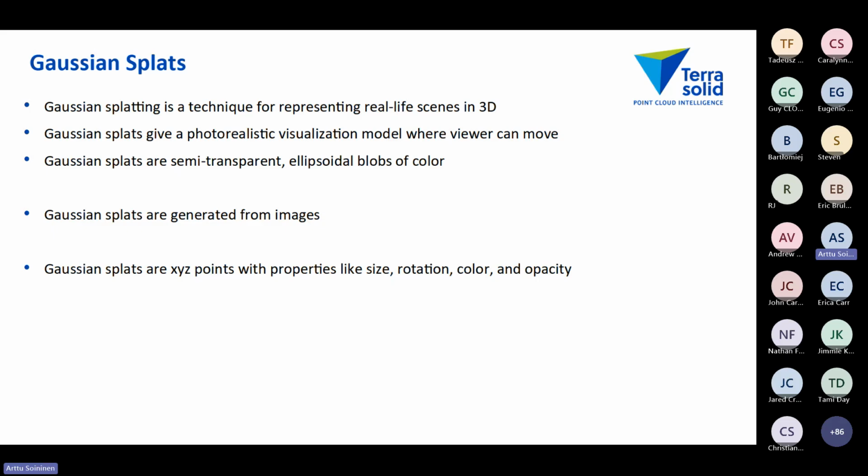One description of Gaussian Splats is that they are semi-transparent ellipsoidal blobs of color. The source for Gaussian Splats is always images. You must have images to generate Gaussian Splats. But for TerraScan, what is really the key thing is that the Gaussian Splats are a point cloud. It is X, Y, Z points with some properties like size, rotation, color, opacity.